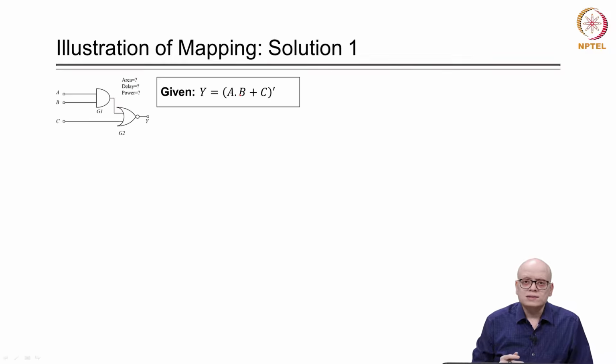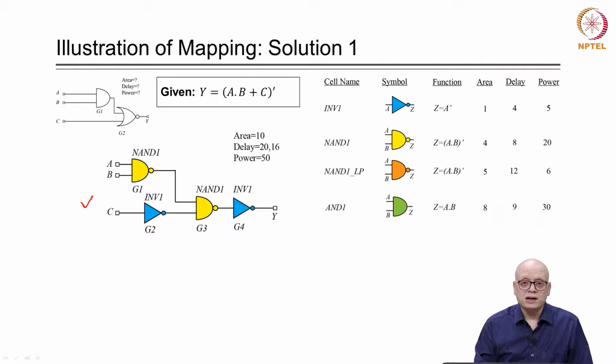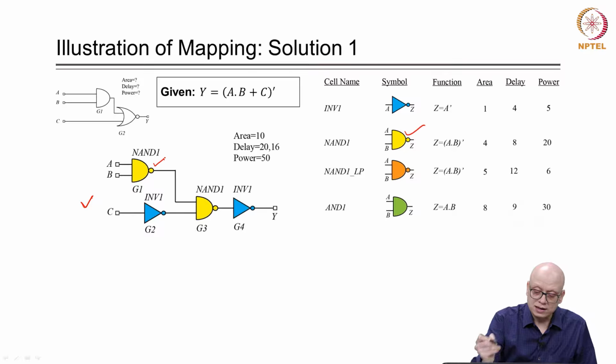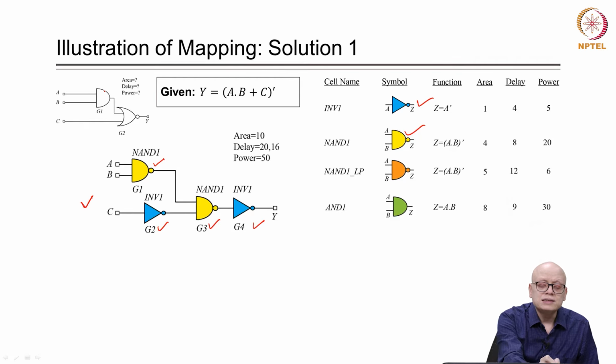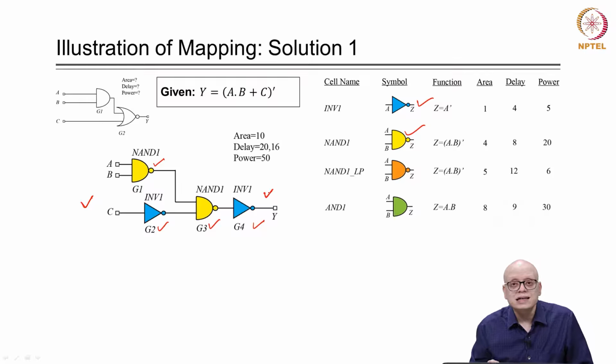Now, given this unmapped netlist, one of the solutions that can be produced is shown here. What a mapper can do is instantiate these cells, this NAND gate, NAND 1, and this inverter, and implement the same functionality which is delivered by the unmapped netlist. So first, let us check whether this mapped netlist is functionally equivalent to the given unmapped netlist.